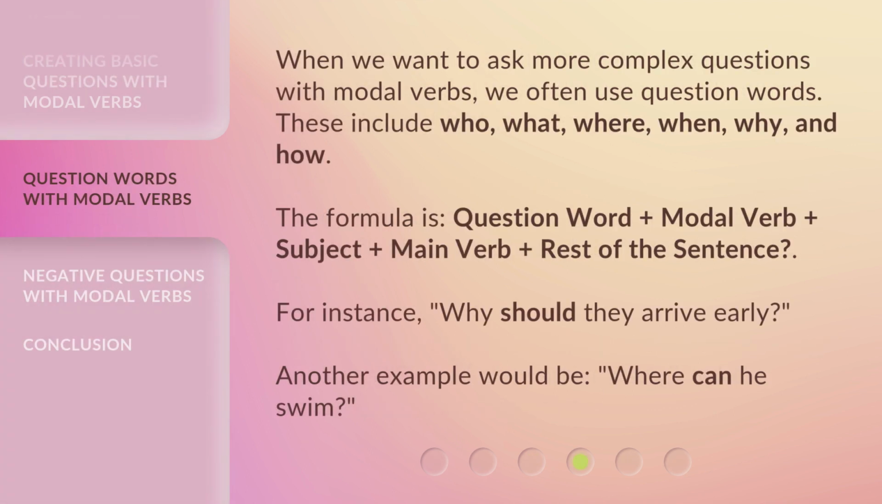When we want to ask more complex questions with modal verbs, we often use question words. These include who, what, where, when, why, and how. The formula is question word plus modal verb plus subject plus main verb plus rest of the sentence. For instance, why should they arrive early? Another example would be, where can he swim?